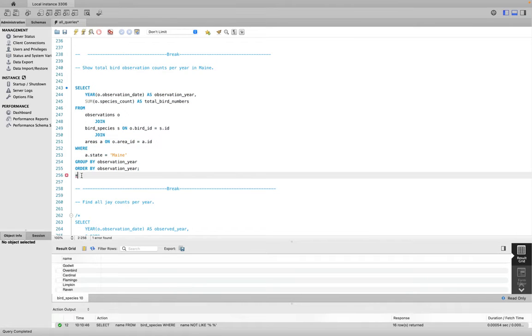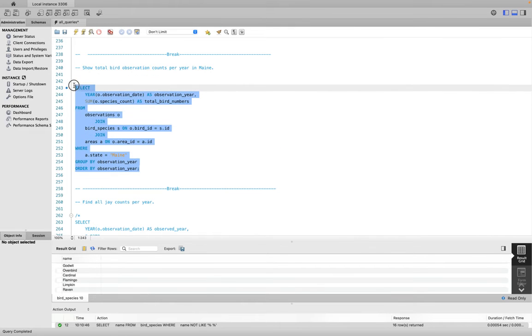We're going to show the total bird count observations per year in Maine. So that means using the year function to cut off the date. And we're going to sum up the species and then group by the observation year to get the total count of the number of species per year. And then we're going to filter by state equal to Maine.